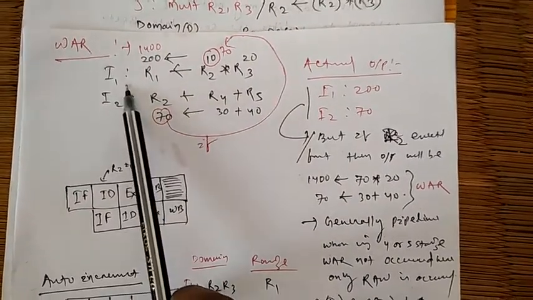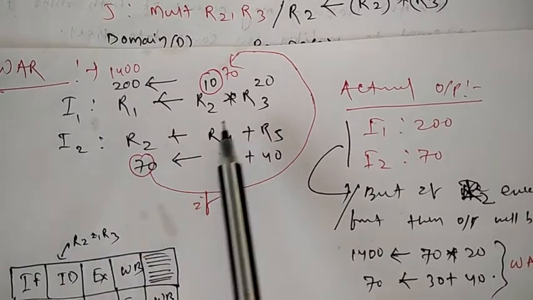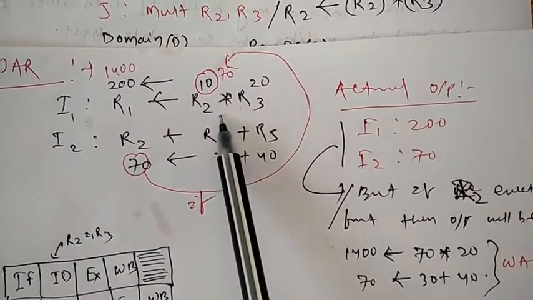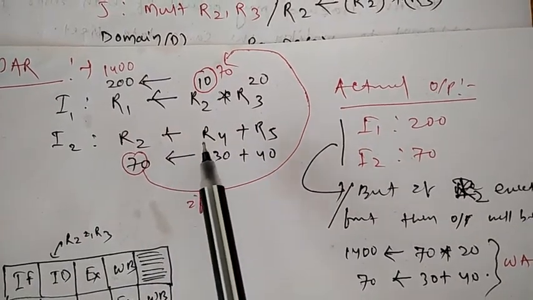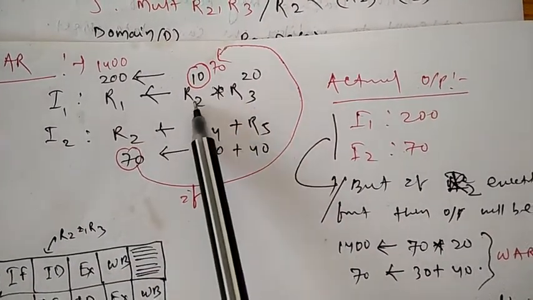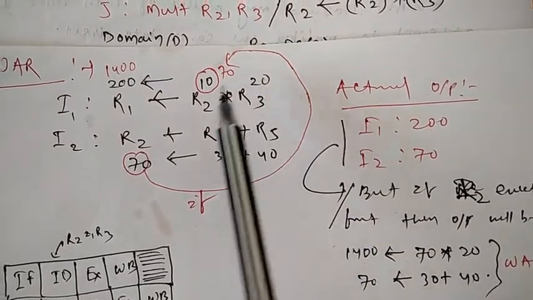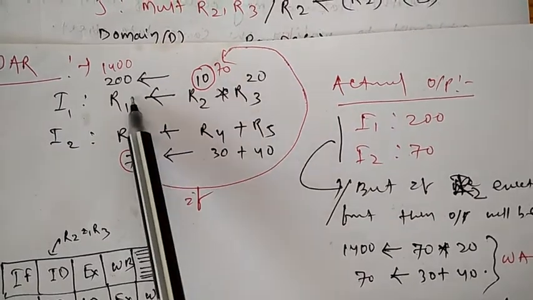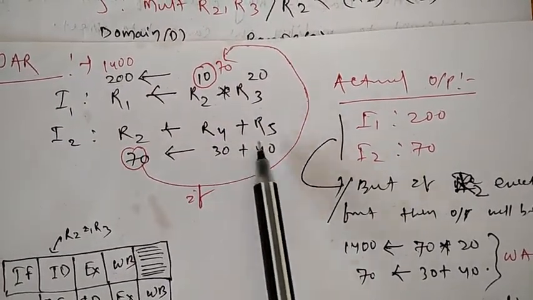Here instruction I and instruction 2 are there. In instruction 1, R1 is stored as R2 into R3, and in instruction 2, R4 plus R5 is stored in R2. Let's assume that R2 value is 10 and R3 value is 20. So 10 into 20, the output will be 200. After that, if it executes 30 plus 40, the output will be 70.